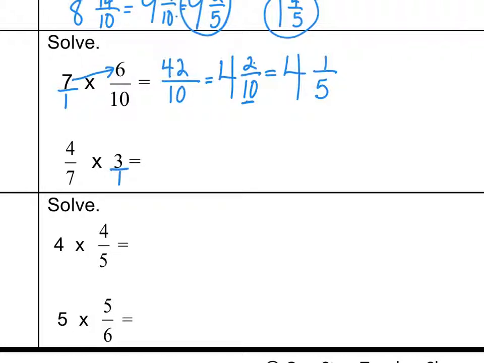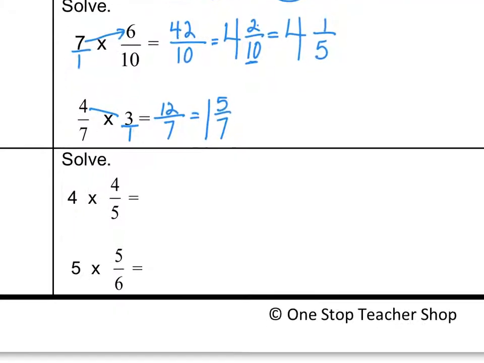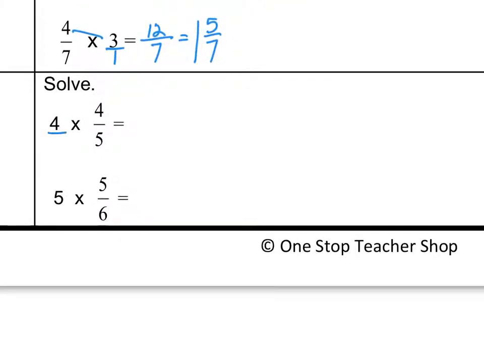Let's put the 3 over 1. 4 times 3 is 12. 7 times 1 is 7. Now how many wholes can we pull out of that? Just 1, right? 7/7. That would leave 5/7 left over. 1 5/7.